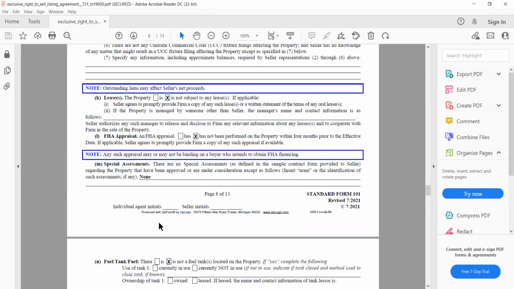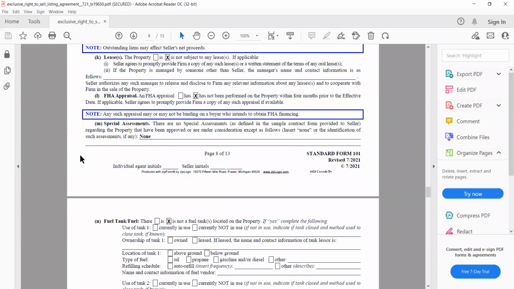All right, moving on down to subset K on leases. Is the property subject to a lease? So it may be an owner. Okay, so you may be selling a property owned by one person who is leasing it to another person. Or it could be a husband and wife that have a lease agreement for a family member who's living in the house. If it's being leased, you need to know and you need to disclose it.